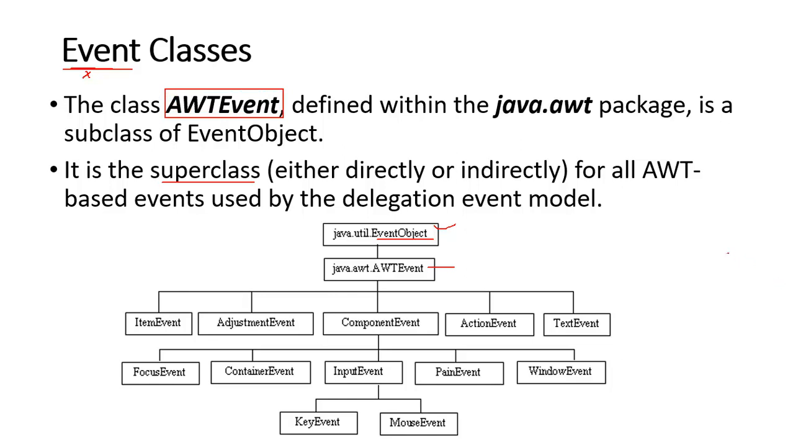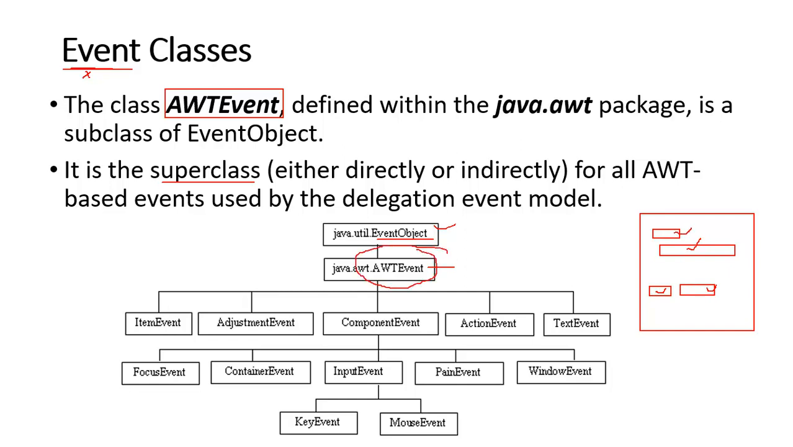I am talking about all the components which are there in your GUI, the button, the text box, and all of them are GUI components. The events related to these components start from the AWT event. So it starts from here. It acts as the base.